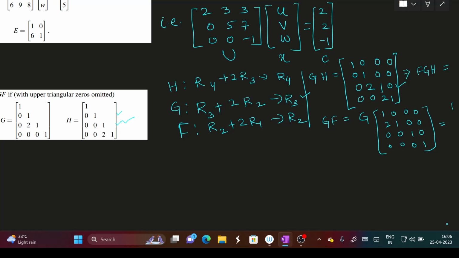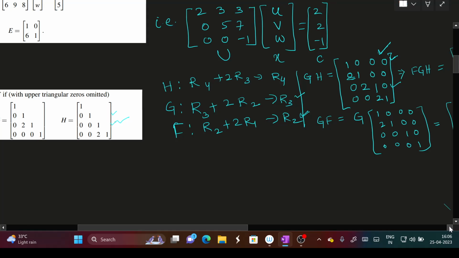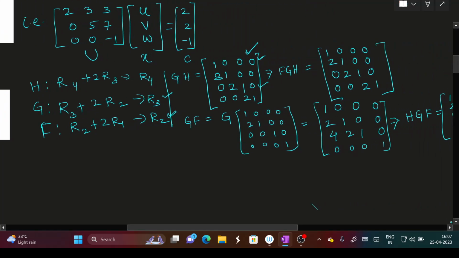Now when this matrix is multiplied by F from the left-hand side, this row operation will take place on this matrix. So the second row will change, and the rest of the rows will remain the same. The second row's element in this position will be replaced by how much? The first row is multiplied with 2 and added to the second row, so 2 will be written here. So my FGH is equal to this matrix: [1, 0, 0, 0; 2, 1, 0, 0; 0, 2, 1, 0; 0, 0, 2, 1].